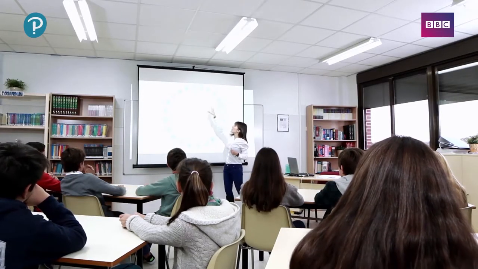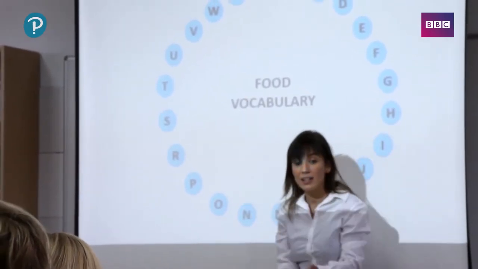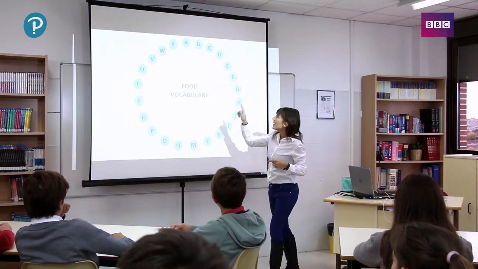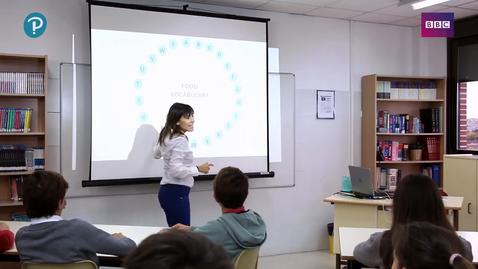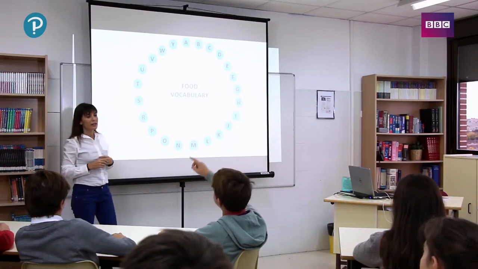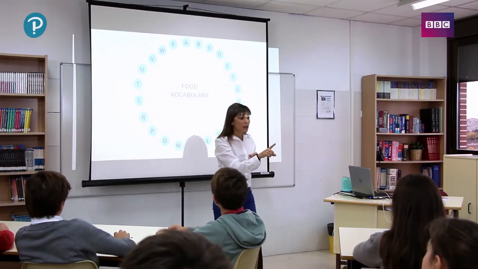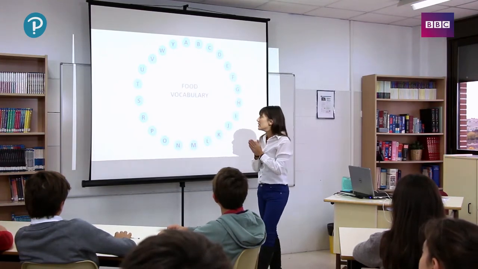Circle. Okay, it's a circle with letters. Letters, and this is. In general? The alphabet. The alphabet, very good. Can you see if there is any missing letters here? Not all the letters are here. X, Z. X, Z, and one more? Q. Q, very nice, very nice.